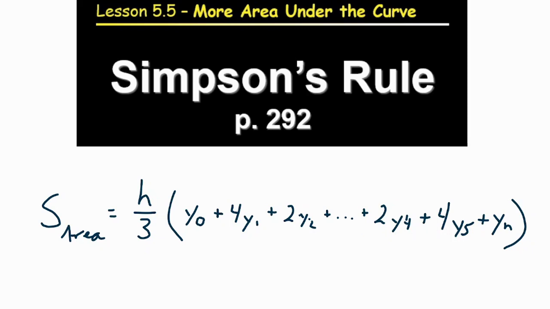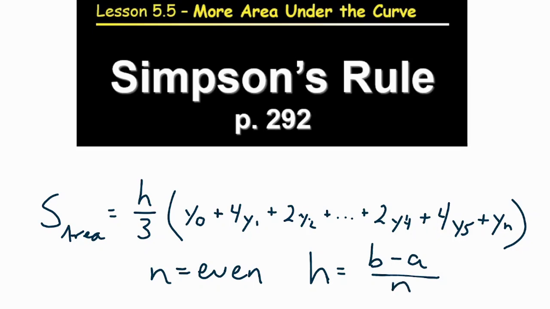Probably the most common question is, one of the observations is that this only works for an even number of subintervals. So again, n has to be even, and n is the number of subintervals. And then students will often ask about the height. Remember, the height is just taking the distance of your entire interval, that is b minus a, and then dividing it by n, the number of subintervals. So we end up with evenly spaced h values.